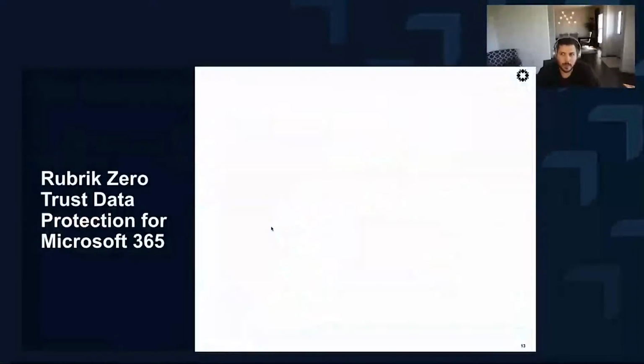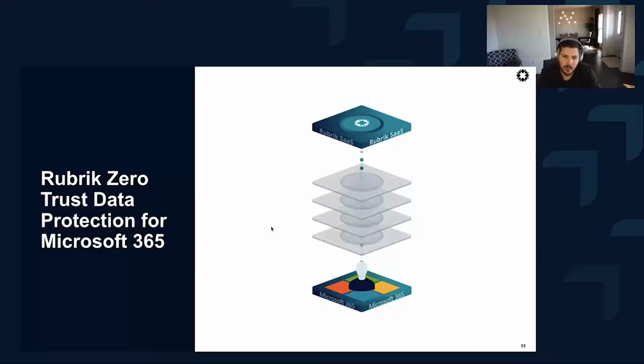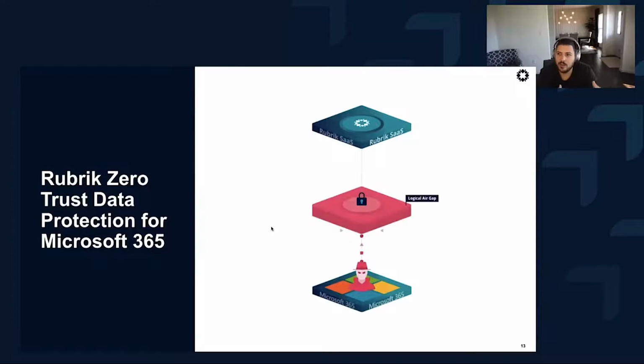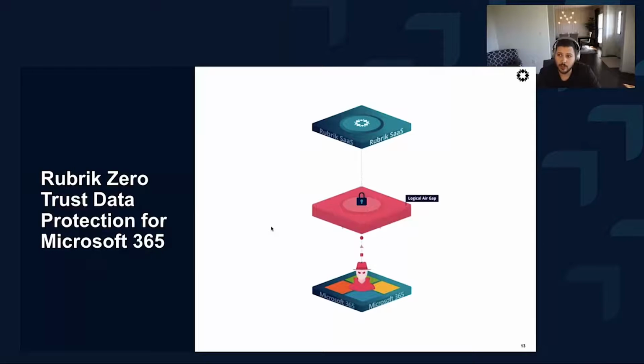So how does Rubrik come into play here, and how can we help in these situations? The most important aspect of this is being able to create this logical air gap between your Microsoft environment and the backups that are stored in Rubrik. So this is a full SaaS offering. We'll go into a little bit of the details here in a second, but in essence, we reach out to Microsoft 365, pull the data back into Rubrik, and then have that fully segmented from your environment.